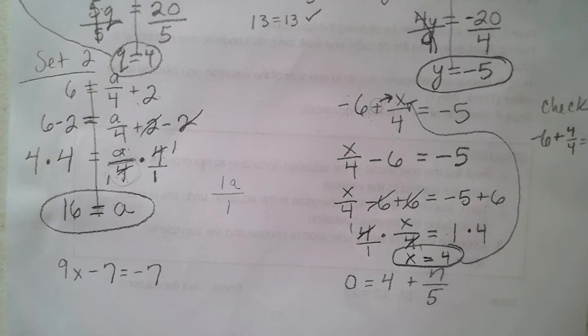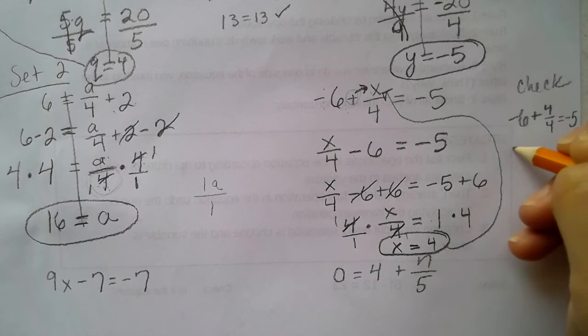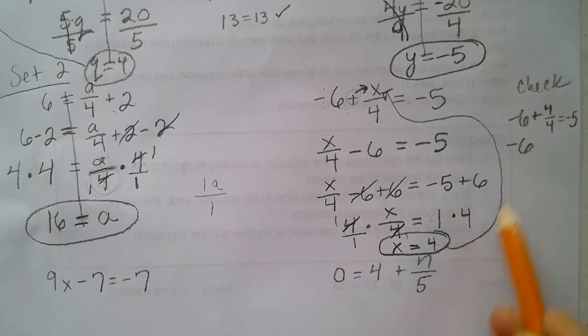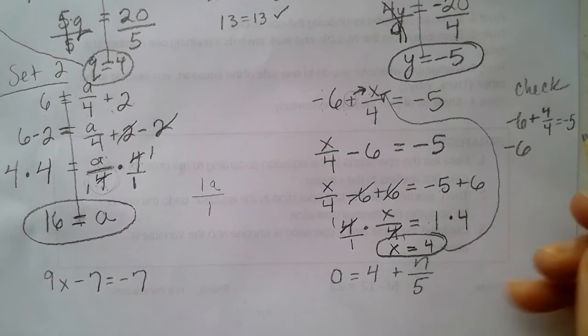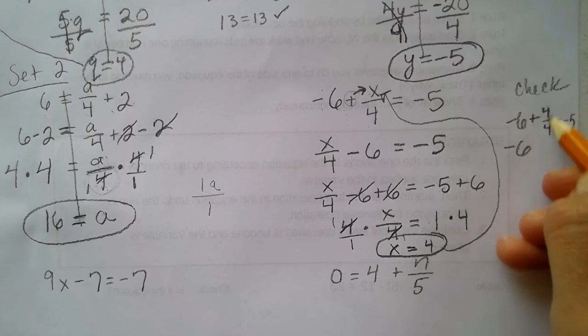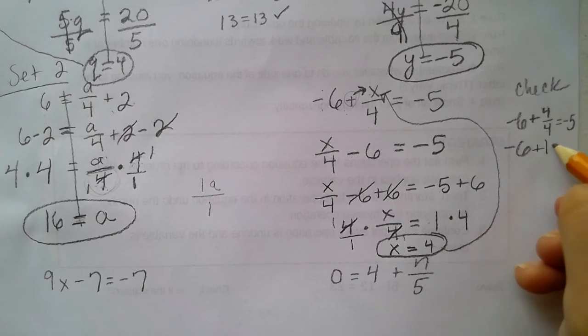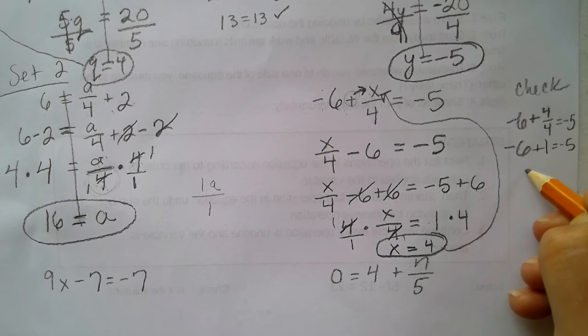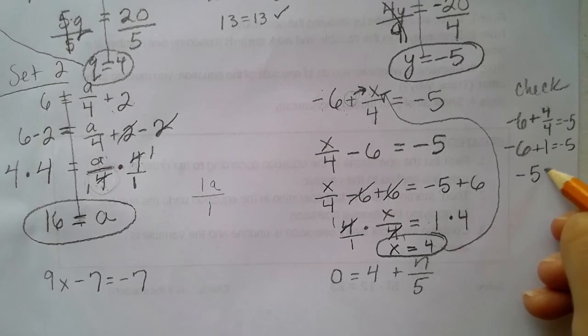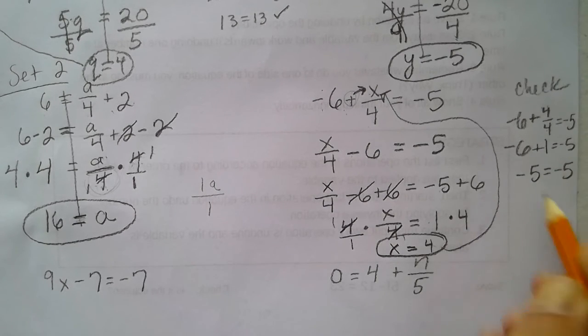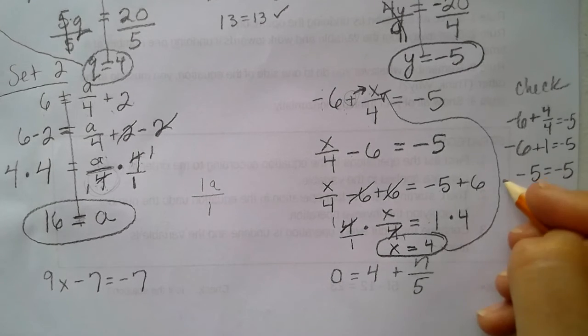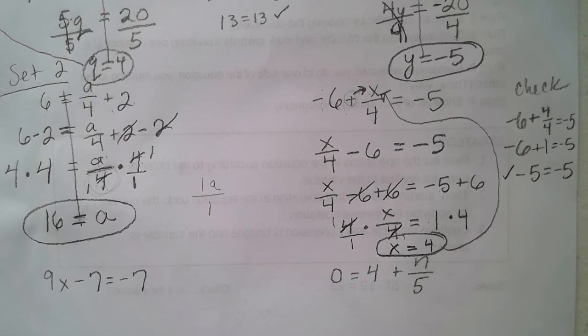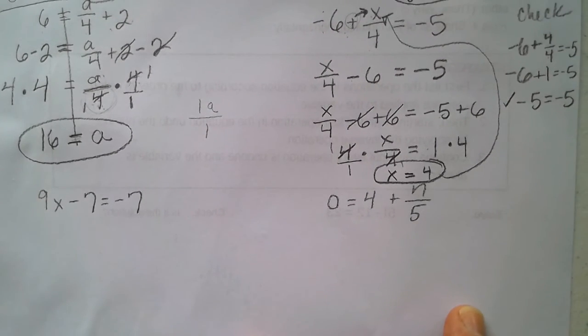So does -6, I substitute the 4 in for x. And then 4 divided by 4 is just 1. So the -6 plus 1, yep, that's -5. You're going to find the difference there and take the sign of the larger absolute value. So subtract them, take the sign of the larger absolute value. You're good. Okay, so all those integer rules we've been working on all year are coming back into play.